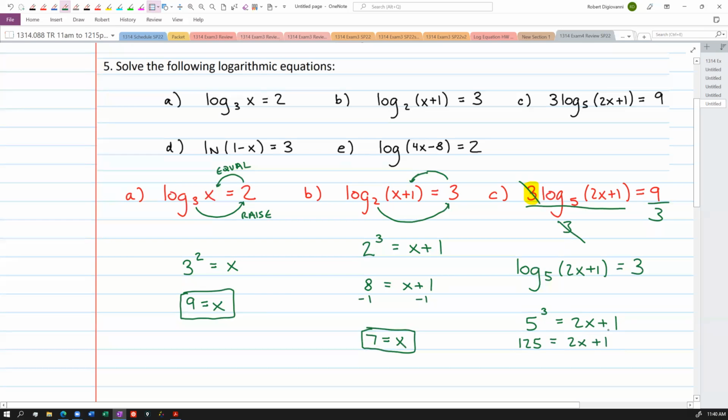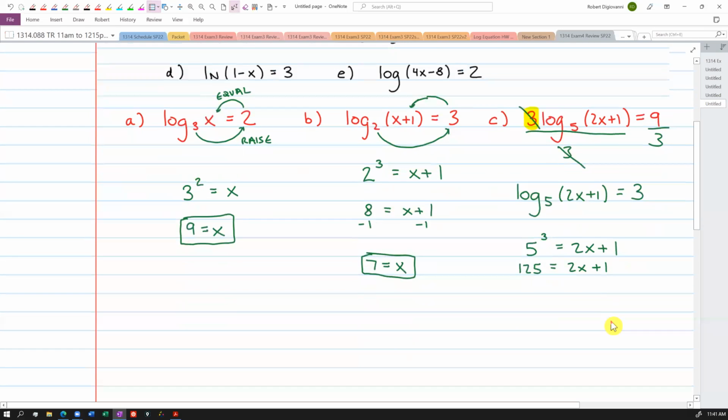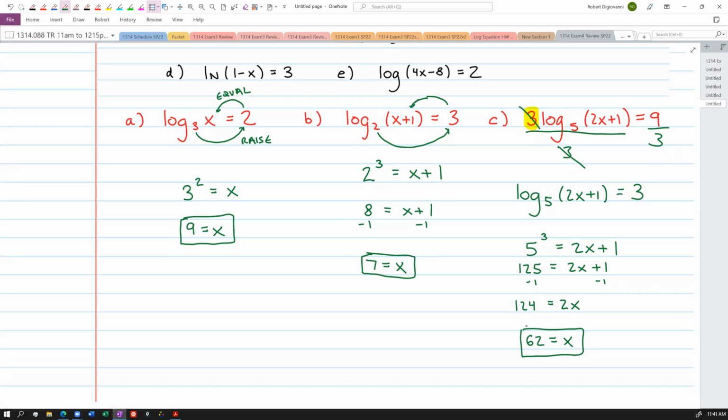And now we have a nice little linear equation again. So we just start solving this, right? Subtract 1 on both sides. 124 equals 2x. Hey, what do you know? 62 goes in. X is 62.